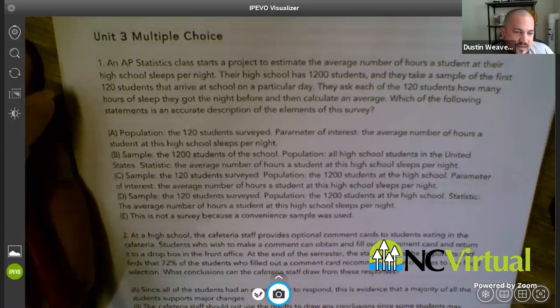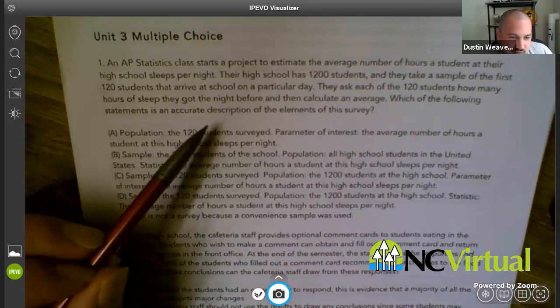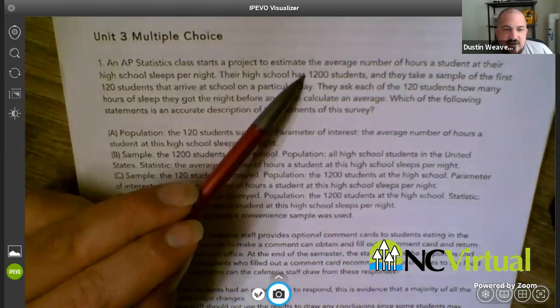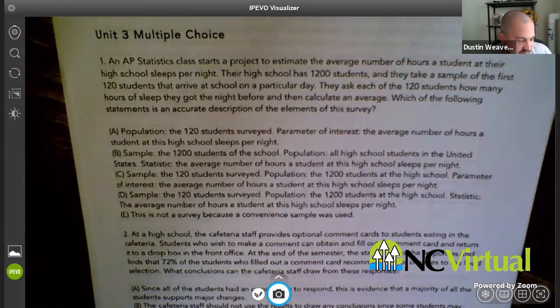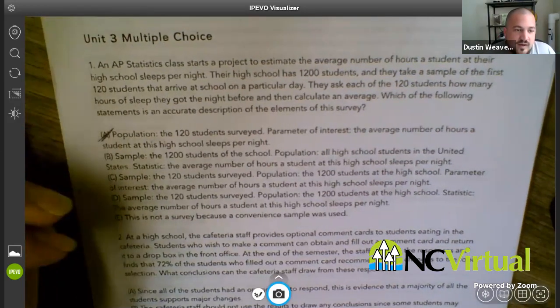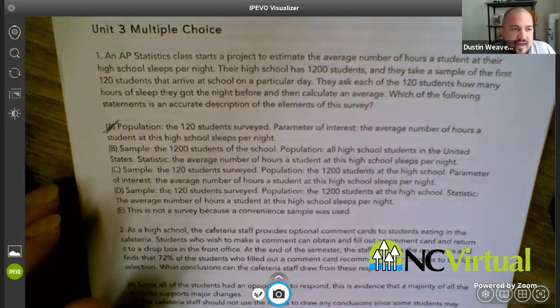So what is our population? Our population would not be the 120 students surveyed. Our population would be the 1,200 students in the high school. So we know that that's not true. Okay, so we can look at part B.